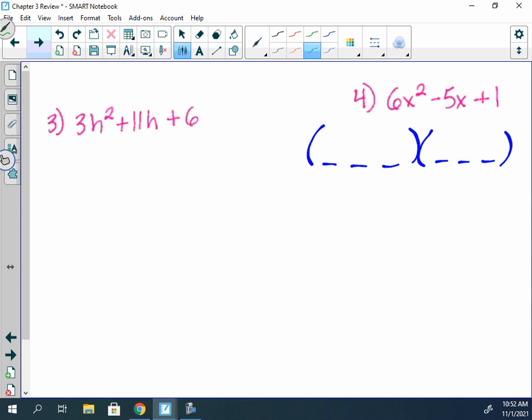The next part is to find the sign. So we look at the third term. If the third term is positive, the signs are the same and they match the sign of the middle term. Well, here the third term is positive, and the sign of the middle term is negative, so both of our signs would be negative.